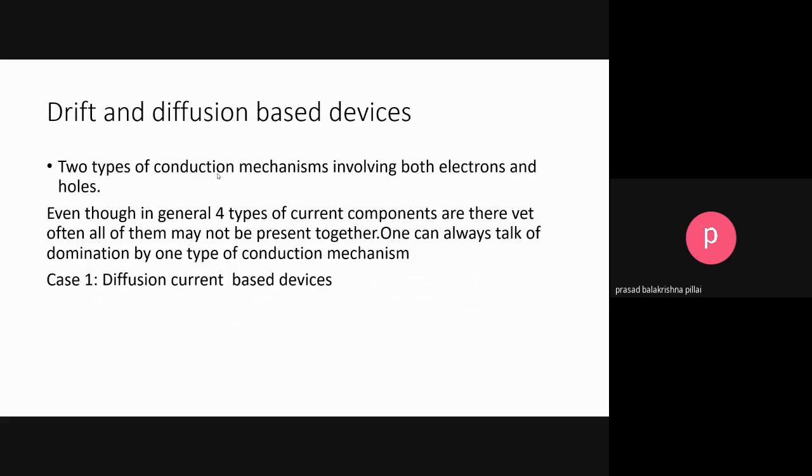Now, this section, the whole second unit as far as your paper is concerned, you are going to discuss the diffusion current based devices. So I'm dividing the semiconductor devices into two types. One is the drift current based devices, and the other one is the diffusion current based devices. First, I'm going to discuss diffusion current based devices, and later on we will be seeing the drift based devices also. Both are there.